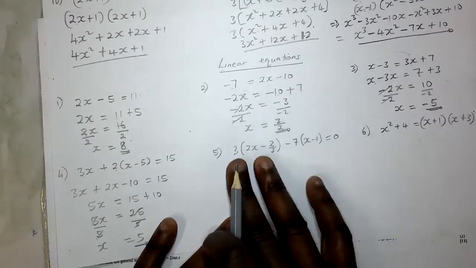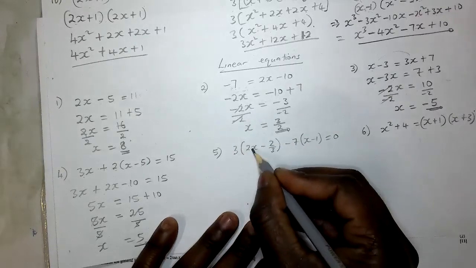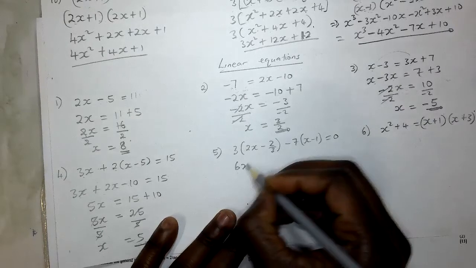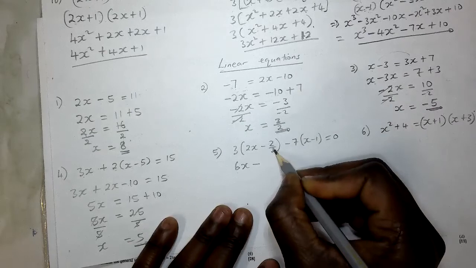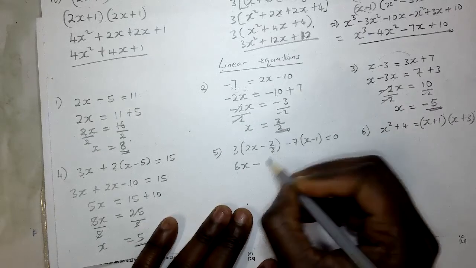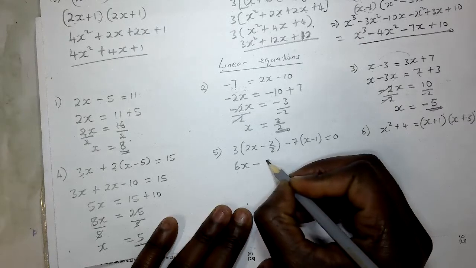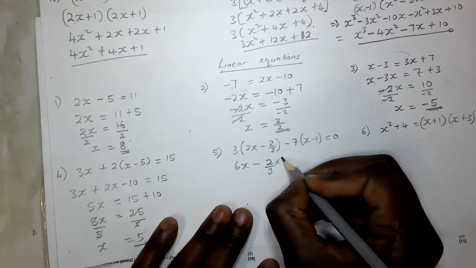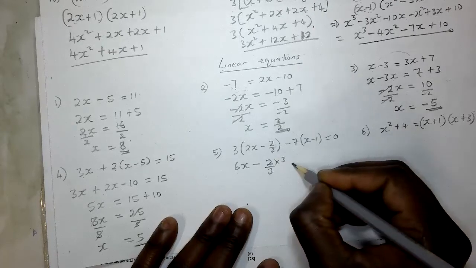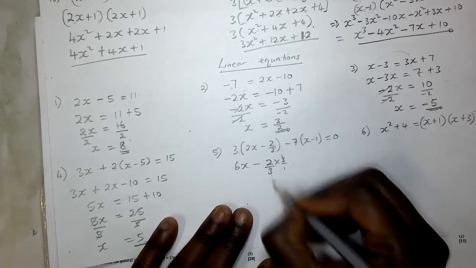Then let's see what we have now. We have to deal with the brackets first. 3 times 2x, we're going to get 6x. Then minus 3 times 2 over 3. Your 3 and 3 will cancel here. It's going to be equal to minus 2. So that we don't get confused, times 3 we are saying is times 3 over 1 like this. This is the 3 that we bring here, then it's going to cancel here.